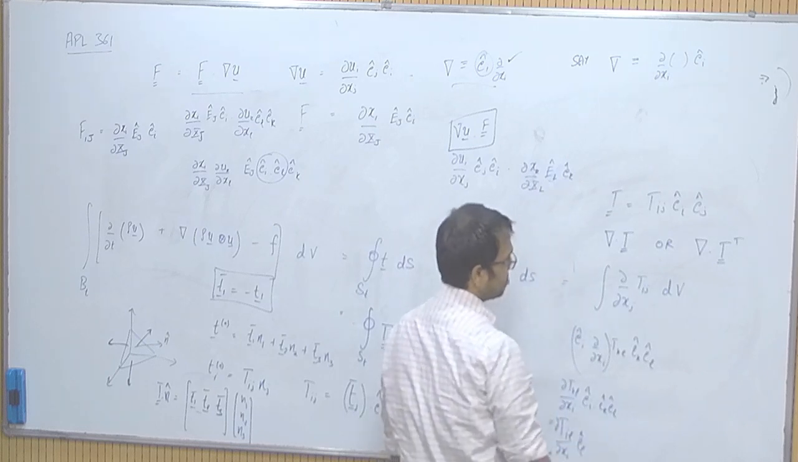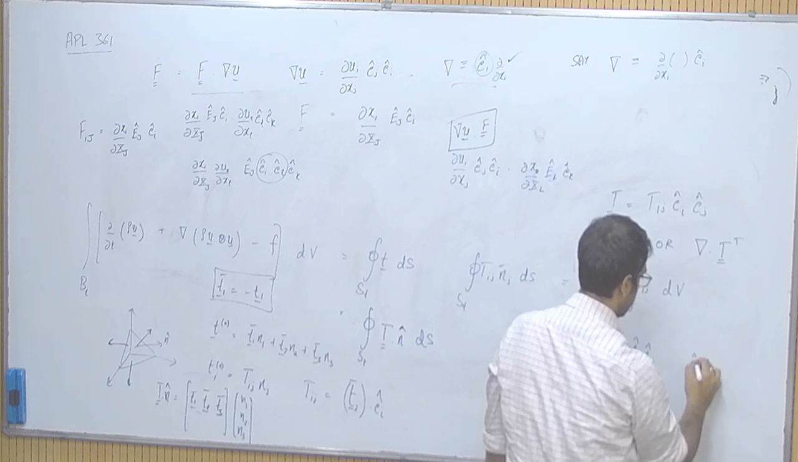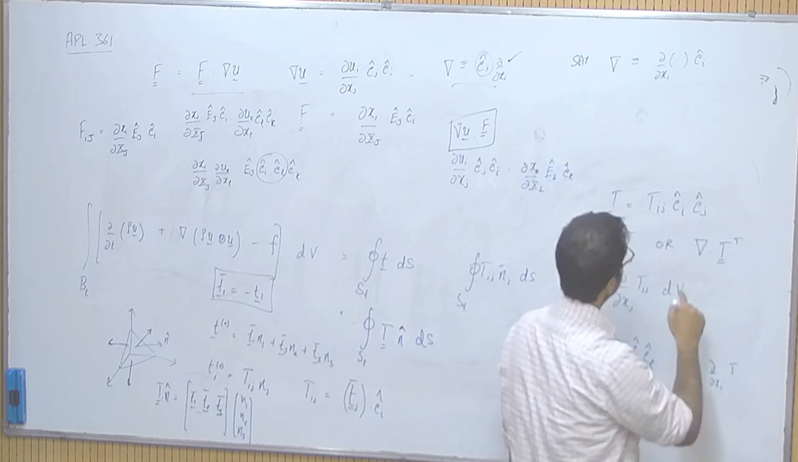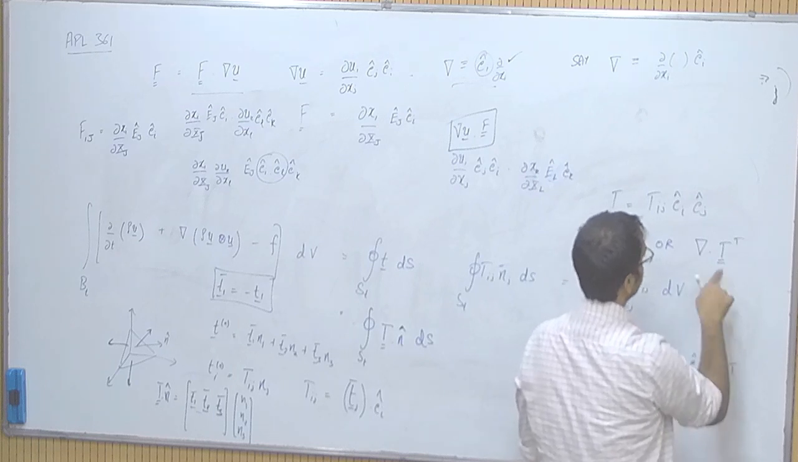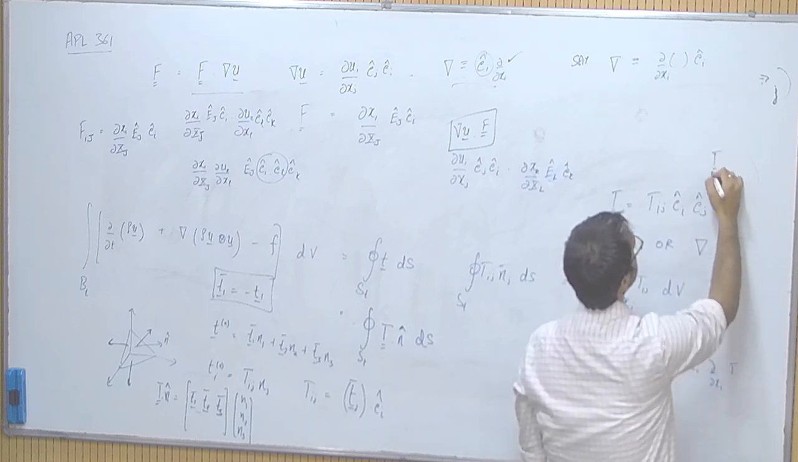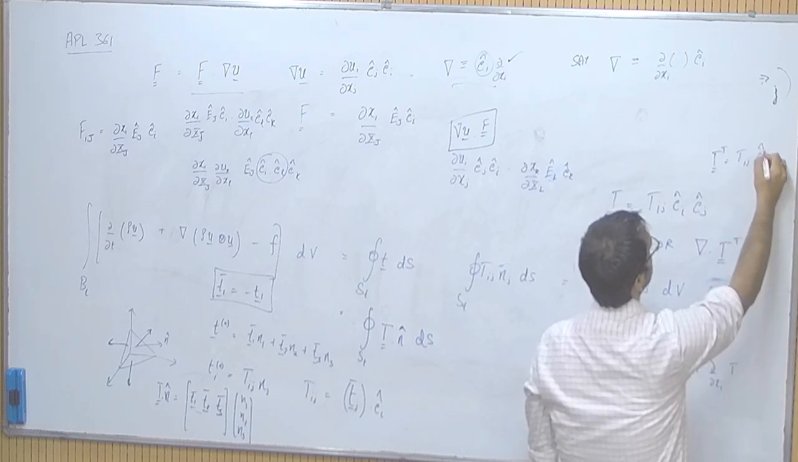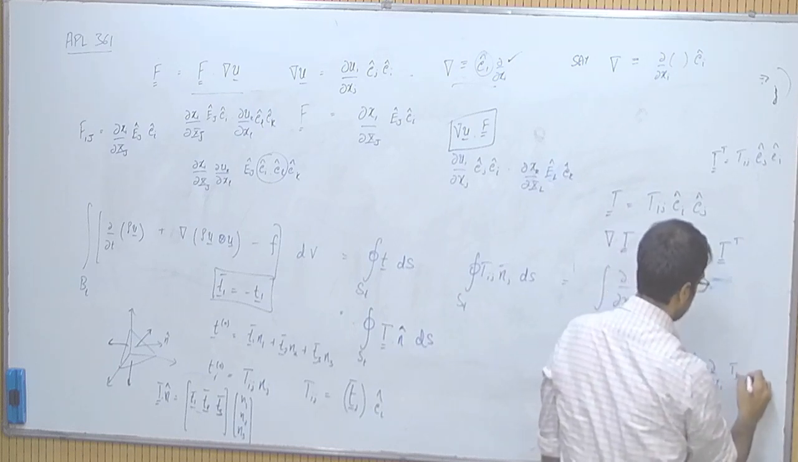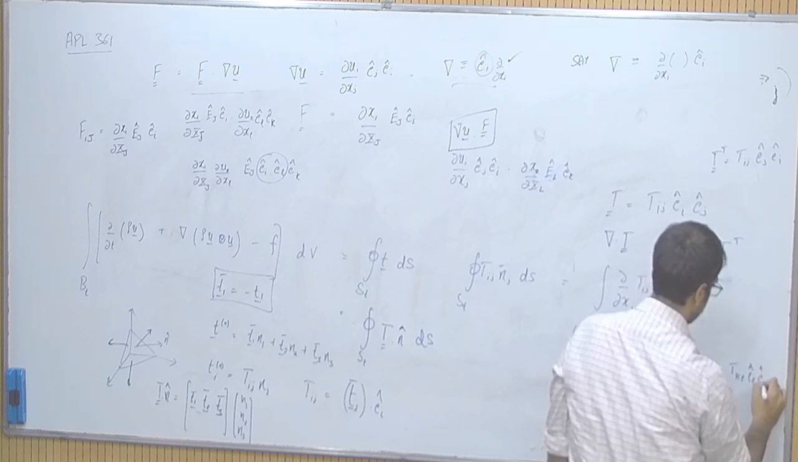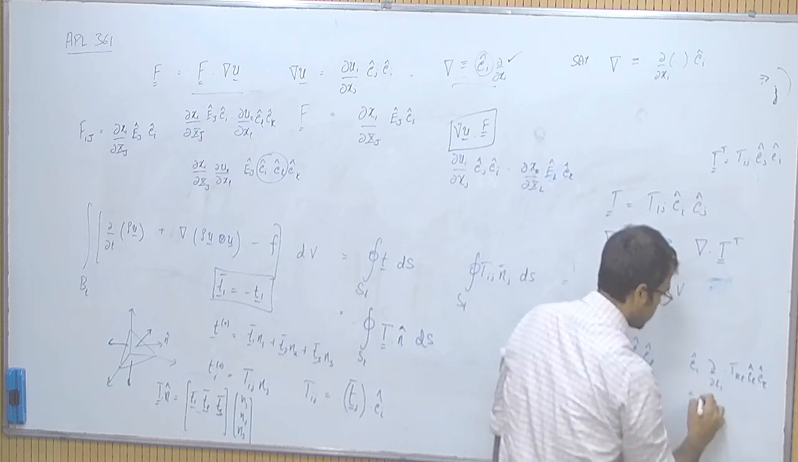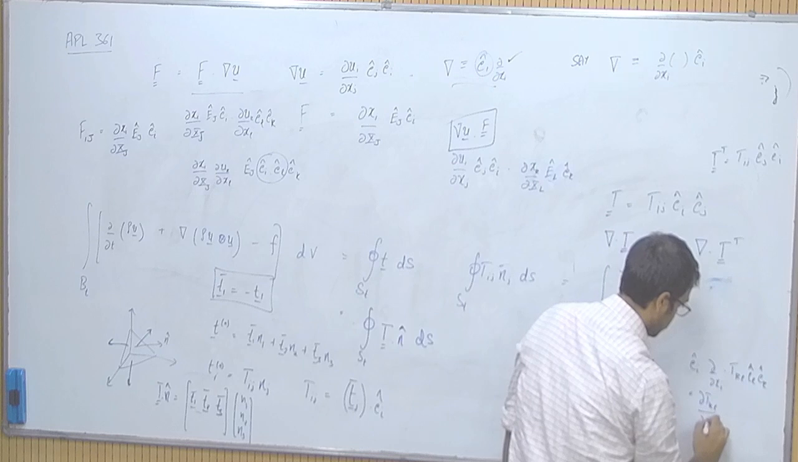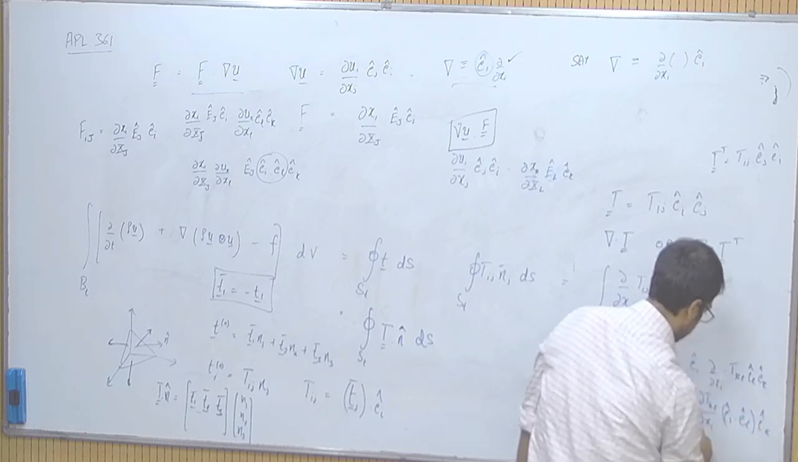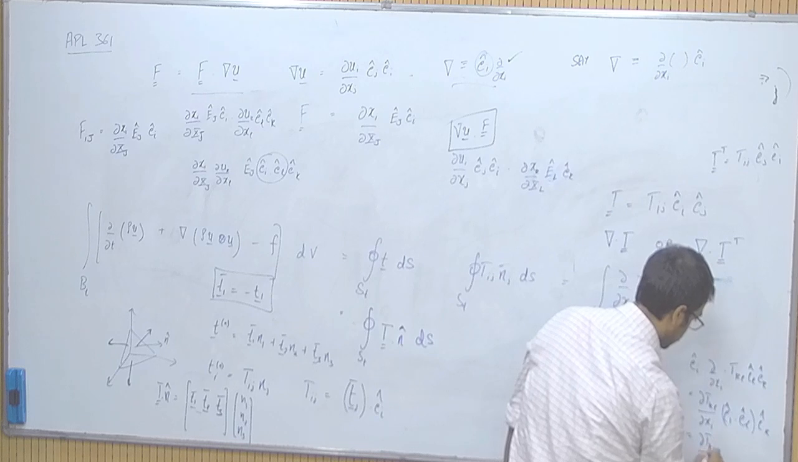So the opposite one is going to be what? e_i del by del x_i T. So how is the transpose defined? If this is T, then T transpose is basically T_ij e_j e_i. So del by del x_i T_kl e_l e_k. Okay, so this gives us e_i dot e_l times e_k. So this is del T_ki over del x_i.